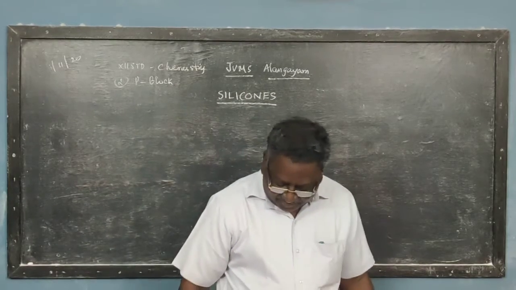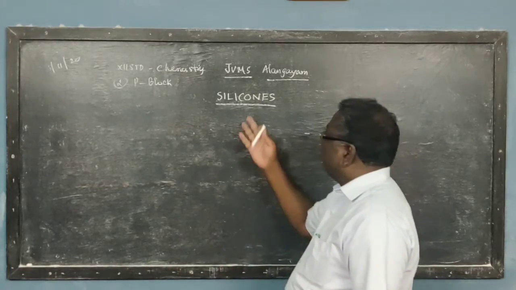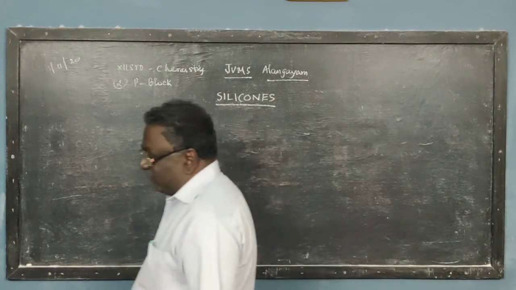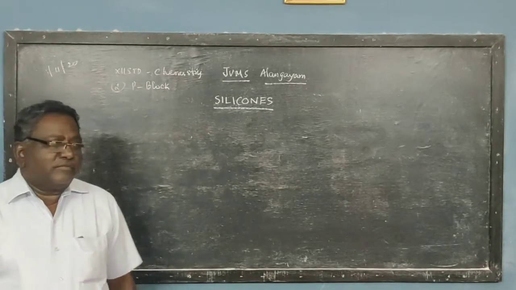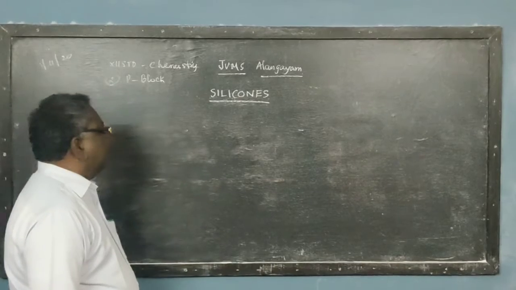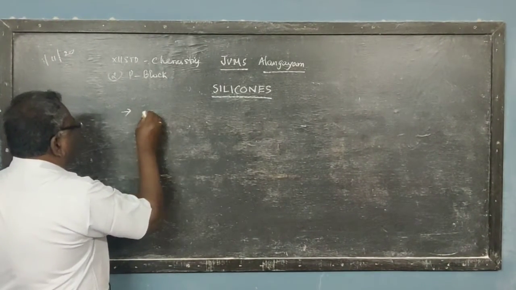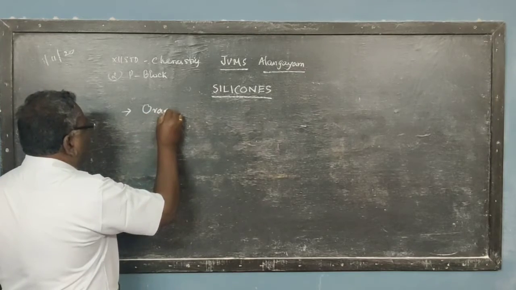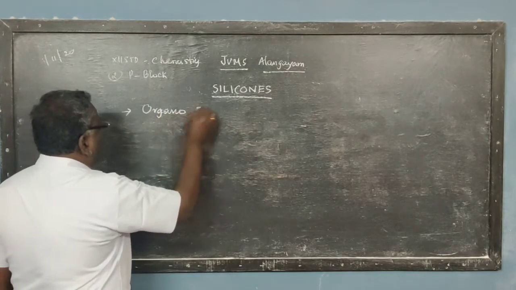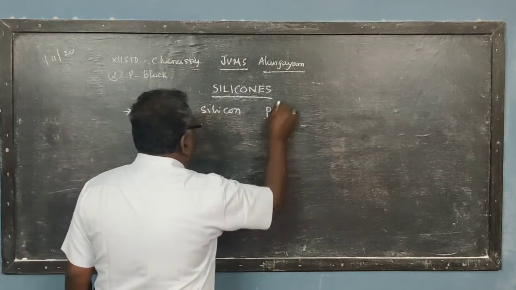Yesterday we discussed the preparation and properties of silicon tetrachloride, and today we are going to talk about the silicones. Silicones are very important compounds used for domestic as well as industrial purposes. Right? Silicones are called silicon polymers.